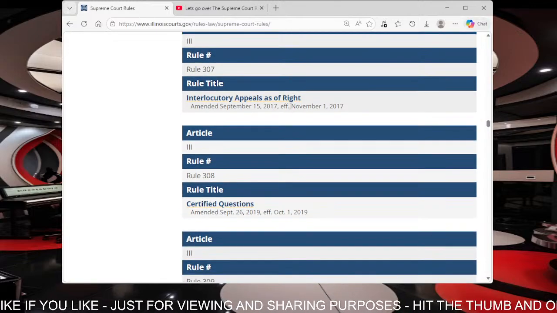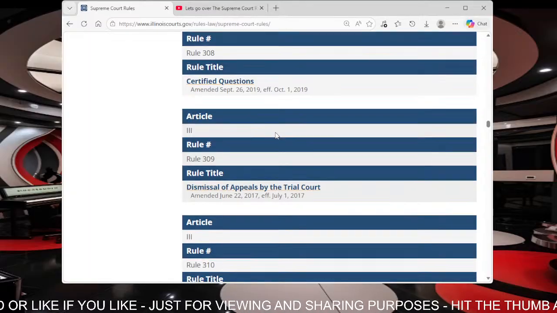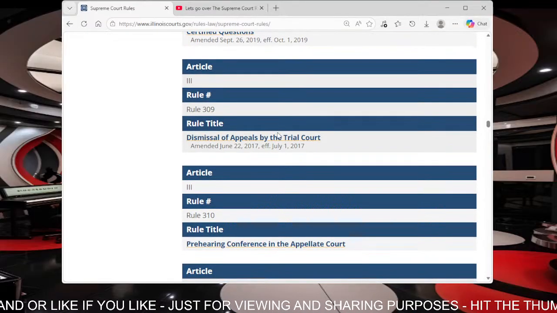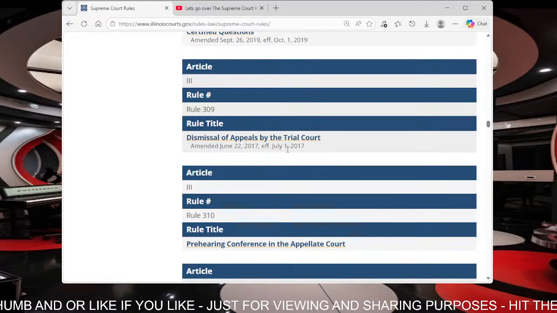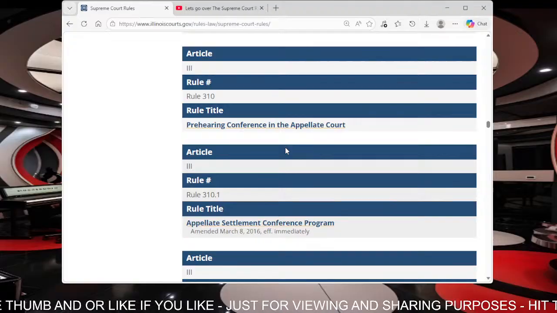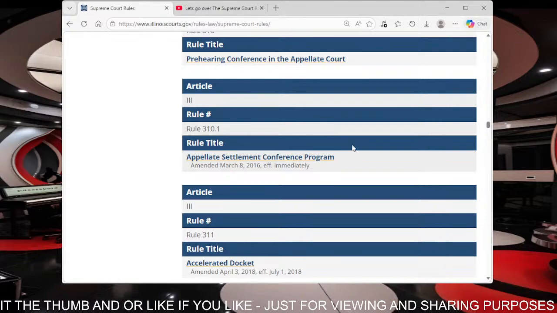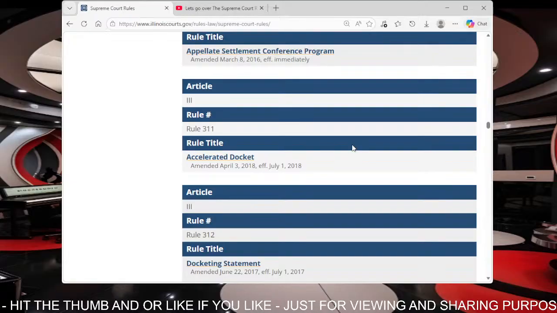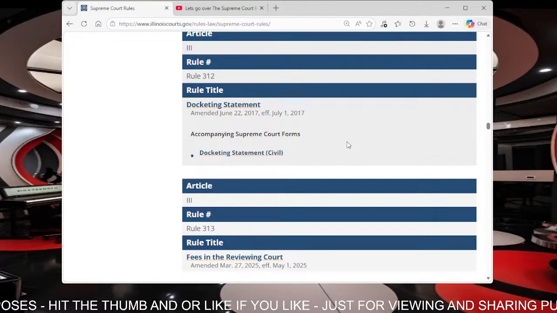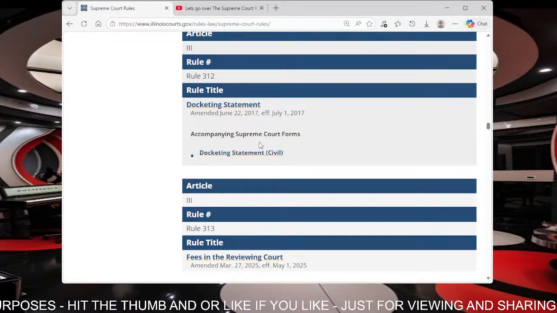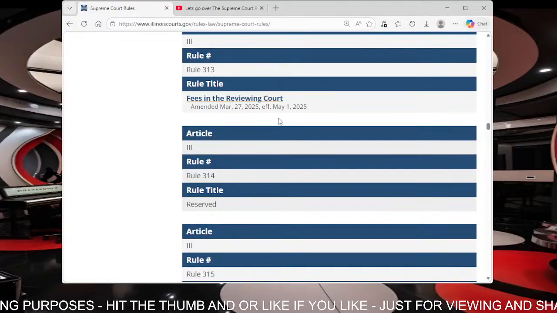307, interlocutory appeals as of right. 308, certified questions. Dismissal of appeals by trial court, 309. 310, pre-hearing conference in the appellate court. 310.1, appellate settlement conference program. 311, accelerated docket. 312, docketing statement. 313, fees in the reviewing court.